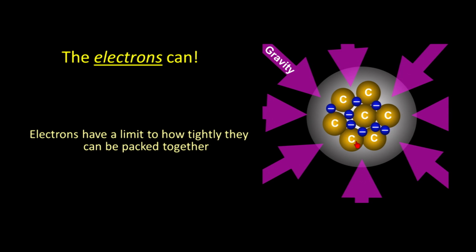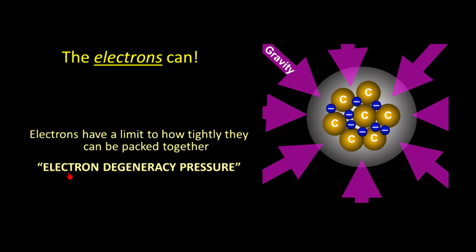The tighter you pack them together, the more they resist your attempt to make them closer together. So the electrons have a limit to how tightly they can be packed together. And in physics, there's a very fancy name for this. This is called electron degeneracy pressure. So what happens ultimately is the more you try to compact the material, the more the electrons resist and make it harder for you to compact the material.